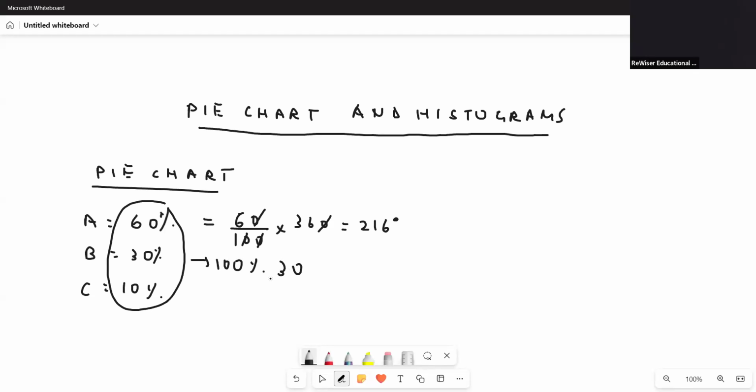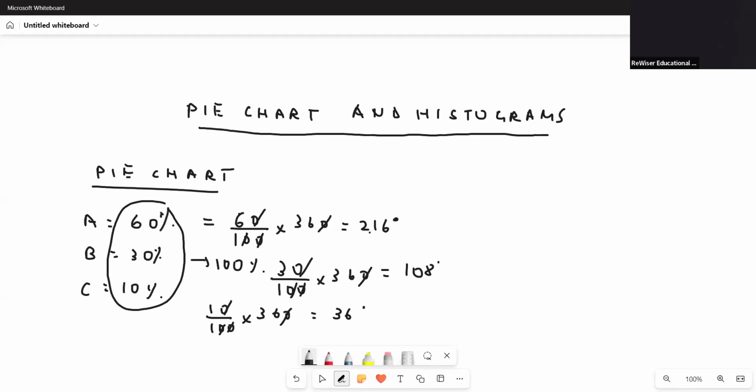Similarly, for B, that has to be 30% of 360 degrees. Again, we can cancel two zeros, so that's 36 times 3, which is 108 degrees. And C should be 10% of 360 degrees. We can cancel this out, and this equals 36 degrees.